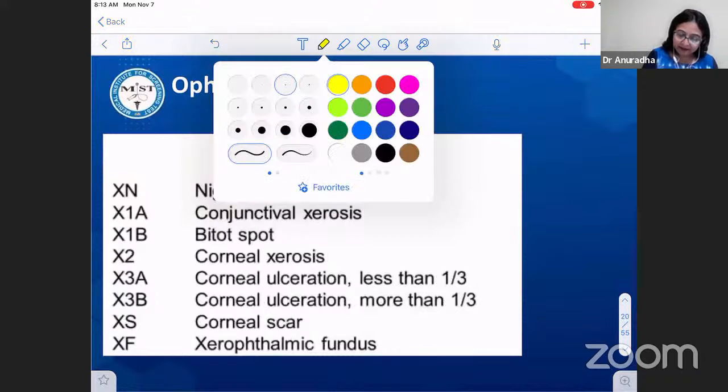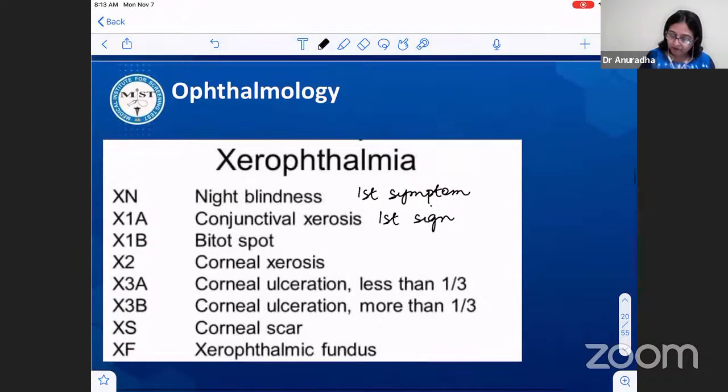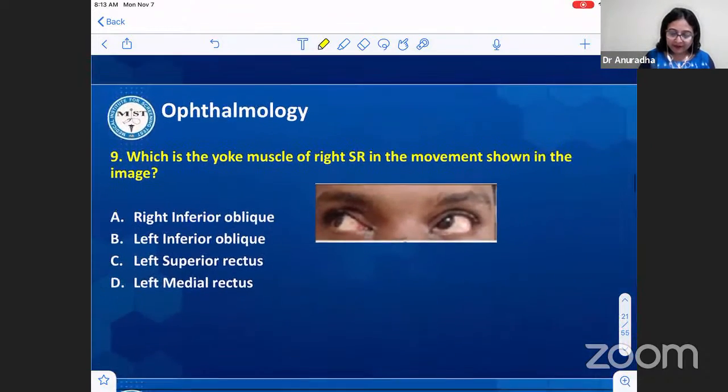And as I told you, beta, night blindness is the first symptom and conjunctival xerosis is the first sign. Then followed by Bitot's spot, corneal xerosis, corneal ulceration, which is also known as keratomalacia. And then the changes which you see in the retina are known as xerophthalmic fundus. There are pigmentary changes on the fundus. So this is how you will diagnose and attempt the questions for vitamin A deficiency, beta.